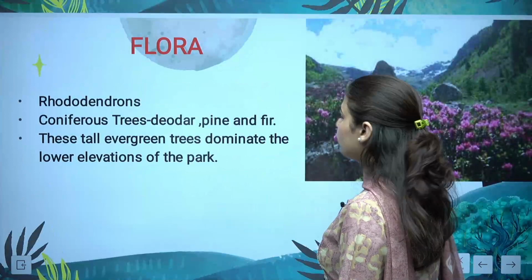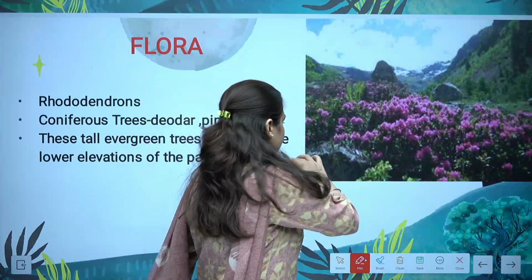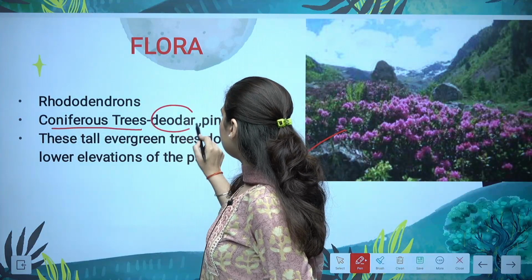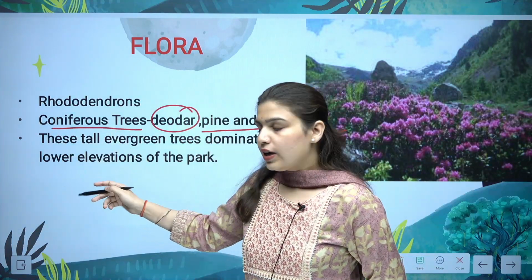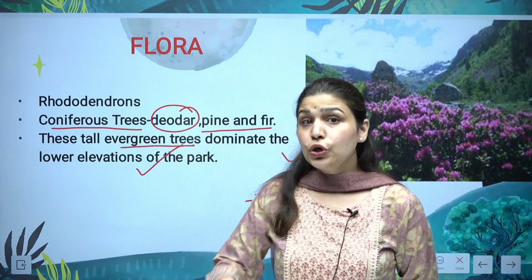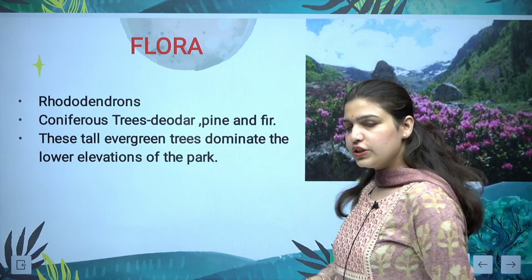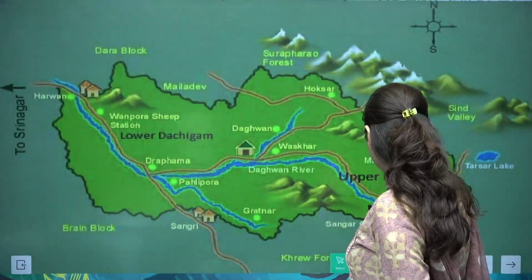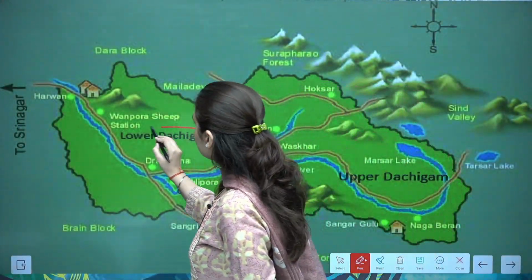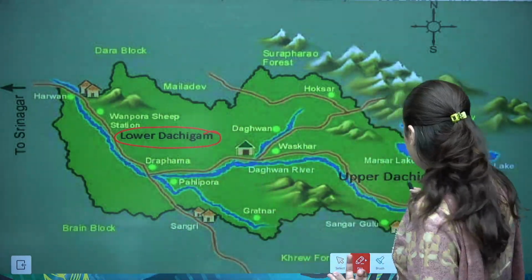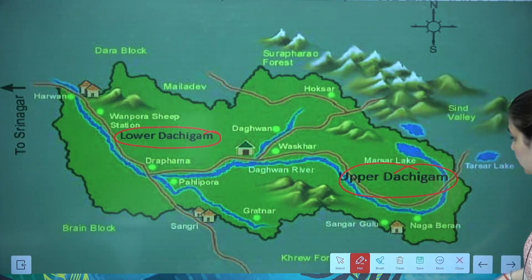So there are beautiful rhododendrons which look like this, which we can find in this park, and they also have coniferous trees: deodar, pine and fir. These are tall evergreen forests and they dominate. Basically this park is divided into two parts, the lower Dachigam which has a lower elevation, and the upper Dachigam which has a higher elevation. We can see it on the map as well. This is the lower Dachigam area, which has a lower elevation as the name suggests, and this is the upper Dachigam area, which has a higher elevation as the name suggests.